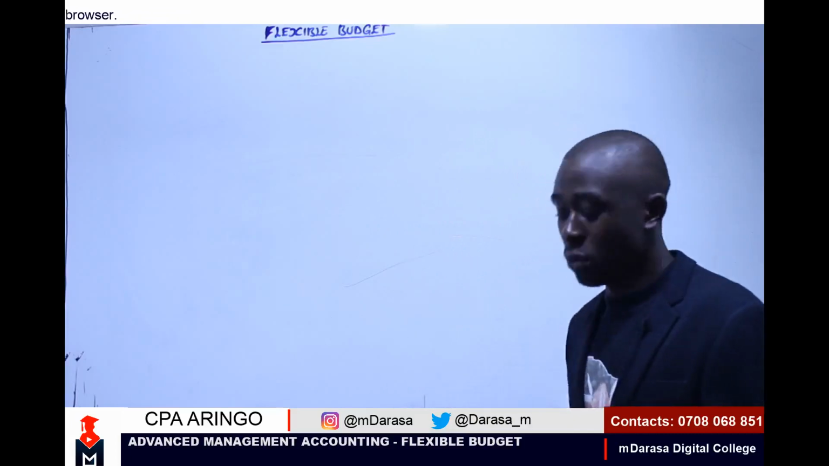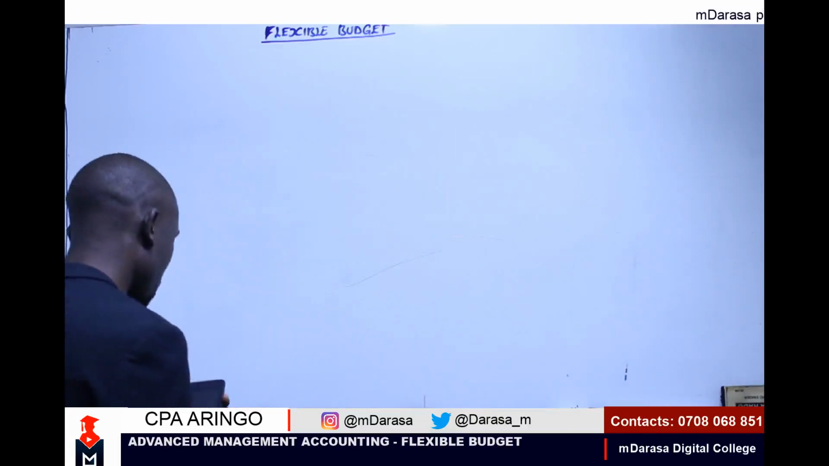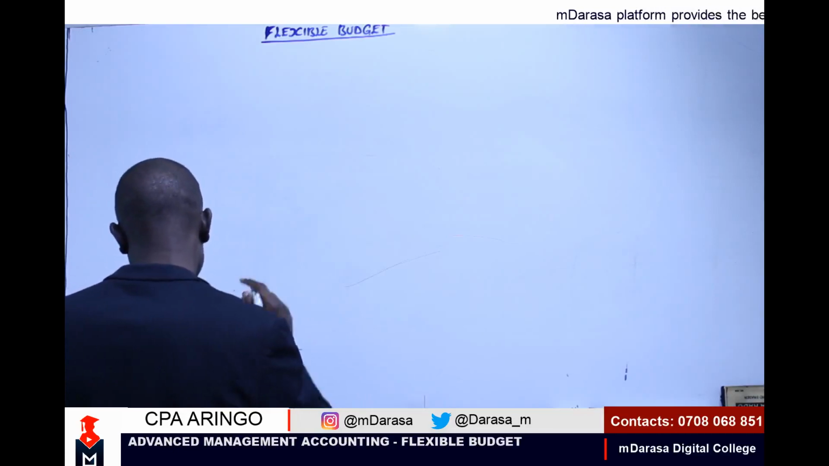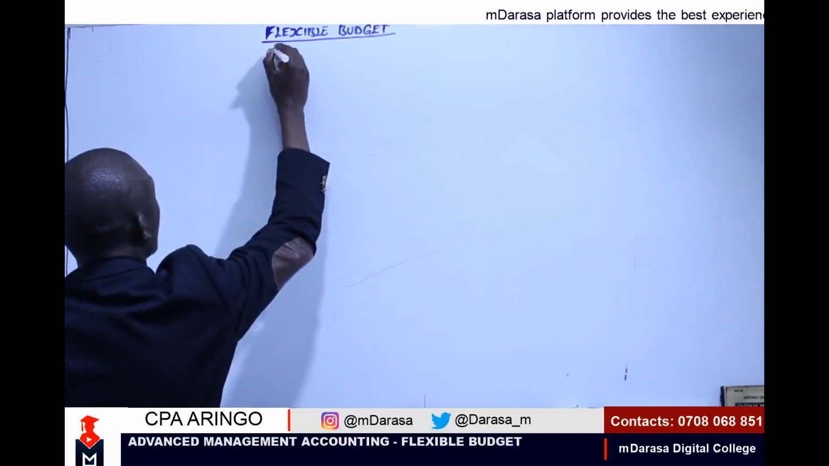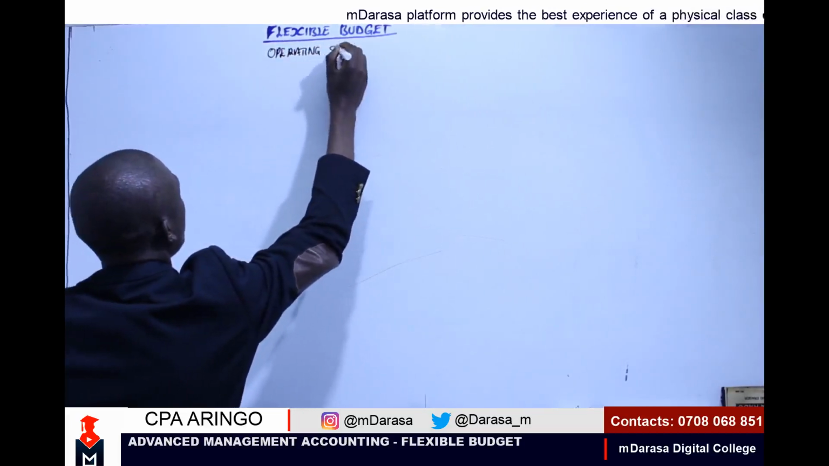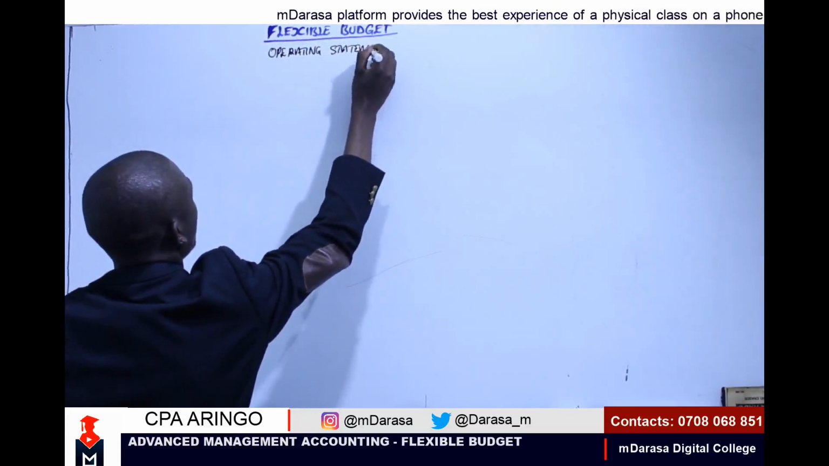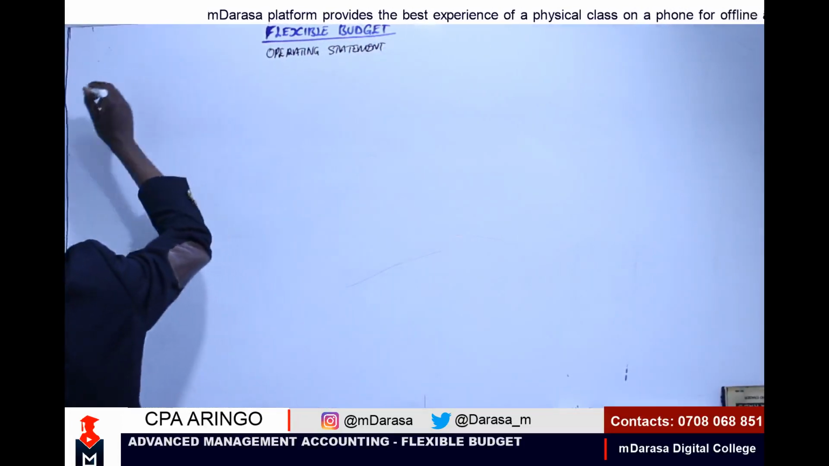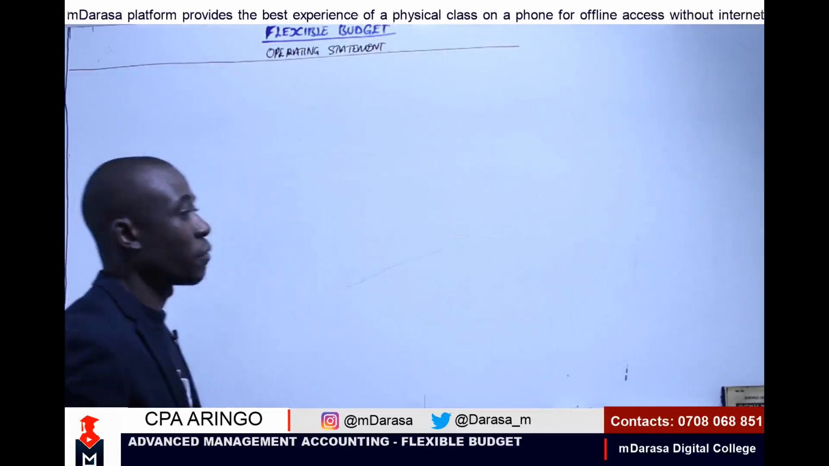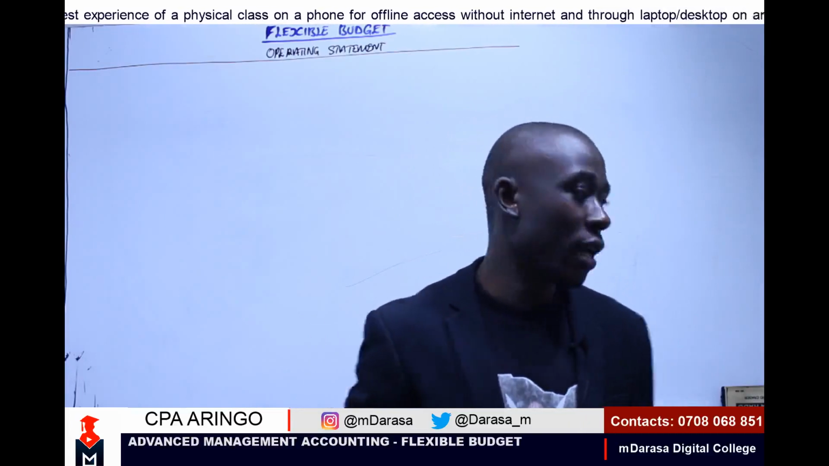Looking at a flexible budget question, we need to redraft our operating statement. The examiner wanted us to redraft our operating statement. And before we redraft it, remember, first thing first, I must determine our flexing ratio.